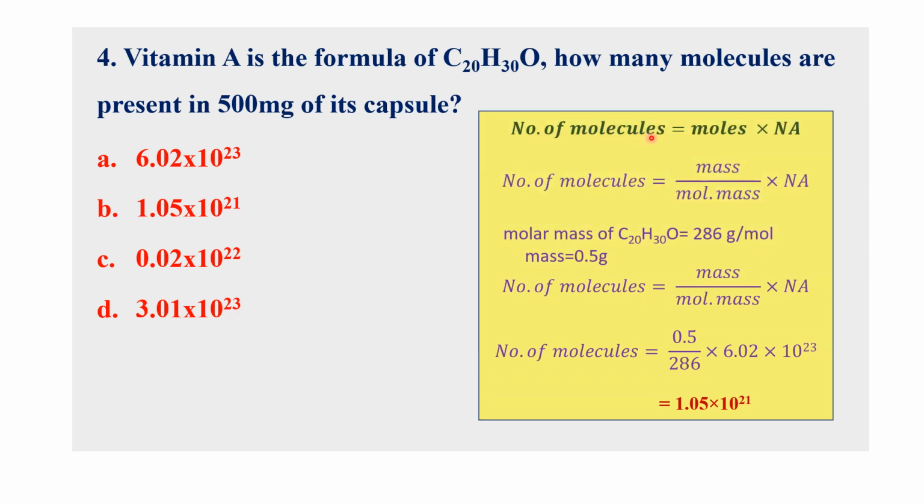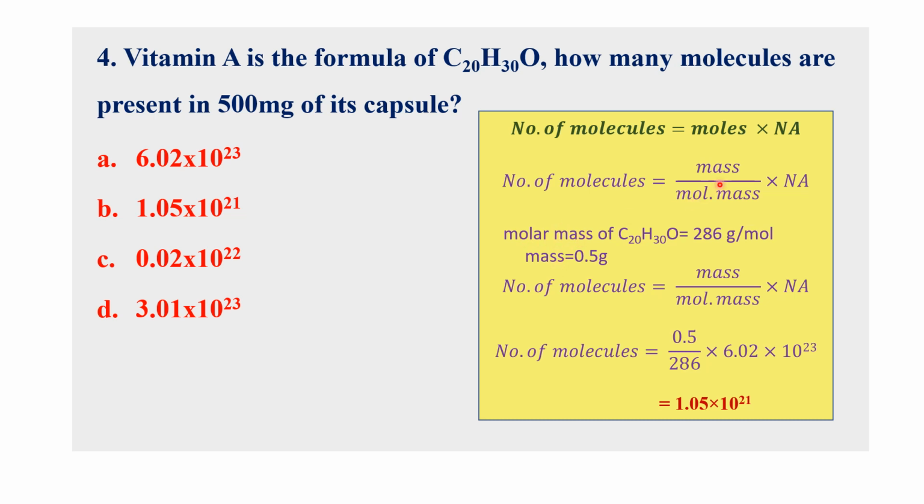Number of molecules is equal to moles multiplied by Avogadro number, and mole is equal to mass divided by molar mass. Molar mass of vitamin A is 286 gram per mole and the mass given is 500 milligram, so we will convert it into gram. We divide it by 1000, so we get 0.5 gram.